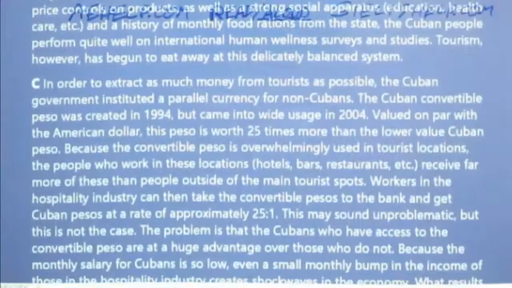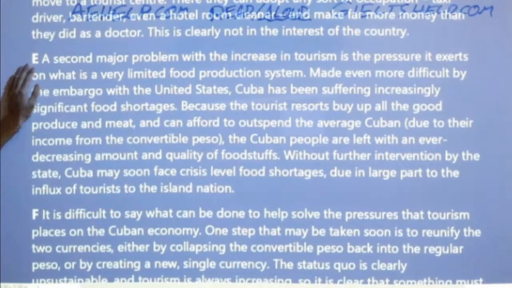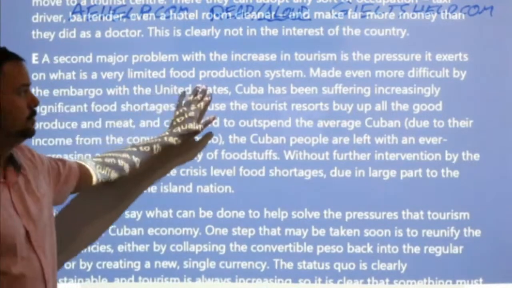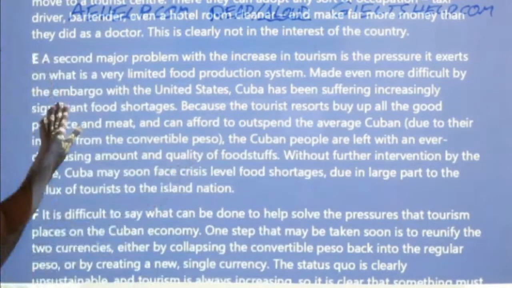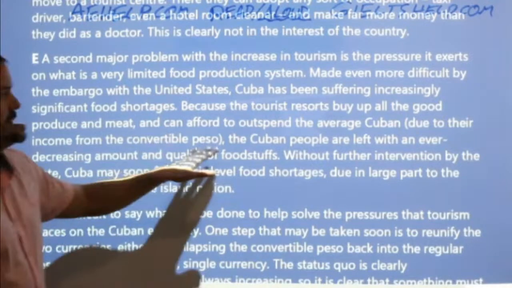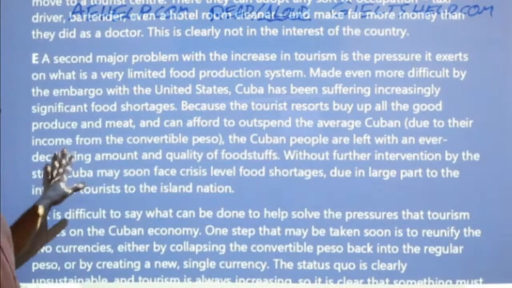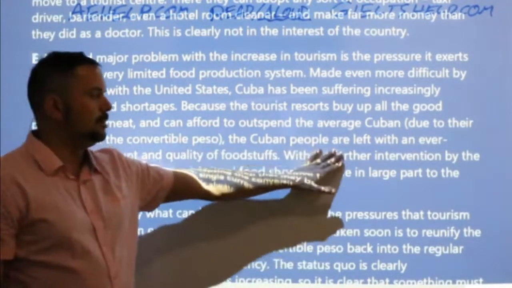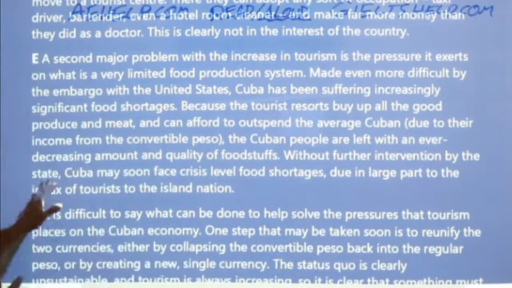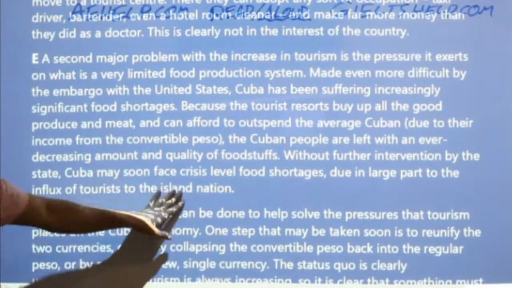So let's keep going. Try to really work hard to have consensus, meaning to have agreement in the answers. Okay, here we go. So E: A second major problem with the increase in tourism is the pressure it exerts on what is a very limited food production system, made even more difficult by the embargo with the United States. Cuba has been suffering increasingly significant food shortages. Because the tourist resorts buy up all the good produce and meat and can afford to outspend the average Cuban due to their income from the convertible peso, the Cuban people are left with an ever-decreasing amount of quality foodstuffs. Without further intervention by the state, Cuba may soon face crisis-level food shortages due in large part to the influx of tourists to the island.